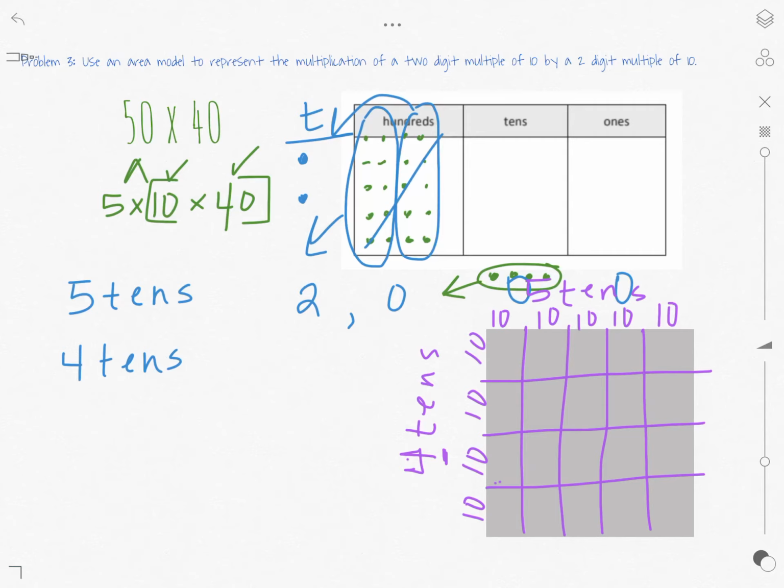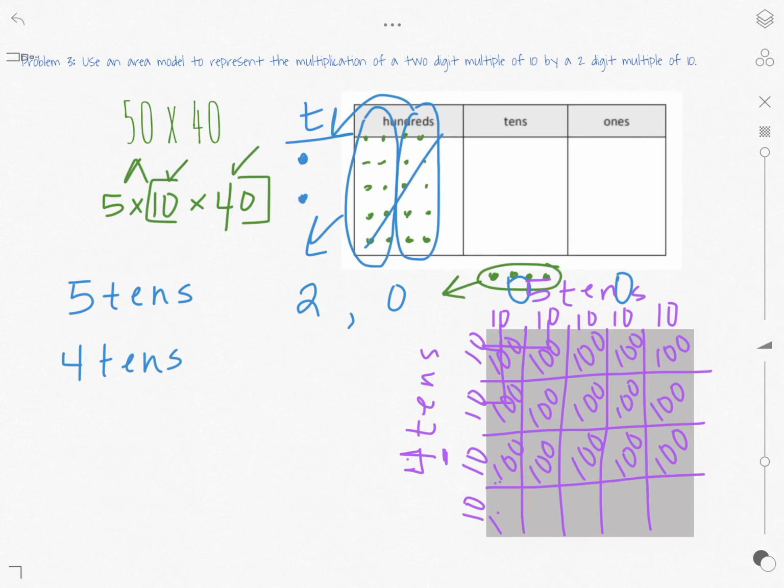Now, when I multiply, again, this is just like that last problem. It's always going to be 10 times 10. 10 times 10 is 100. Okay, you see the pattern. It's going to be 100 for each of these boxes because I'm constantly going to be multiplying 10 times 10. Let me finish getting these written here.